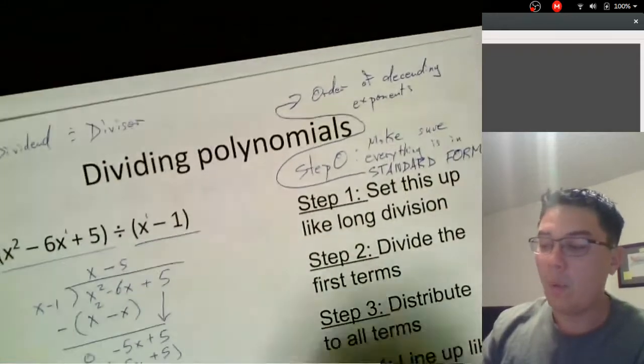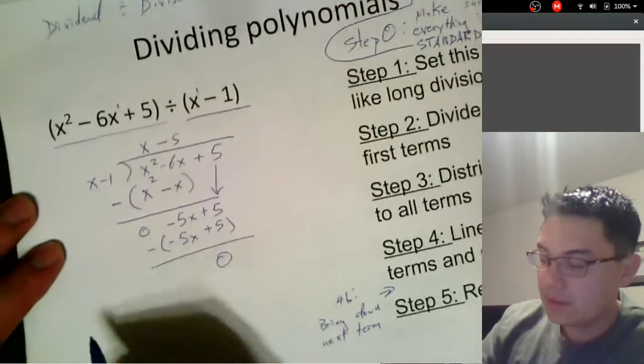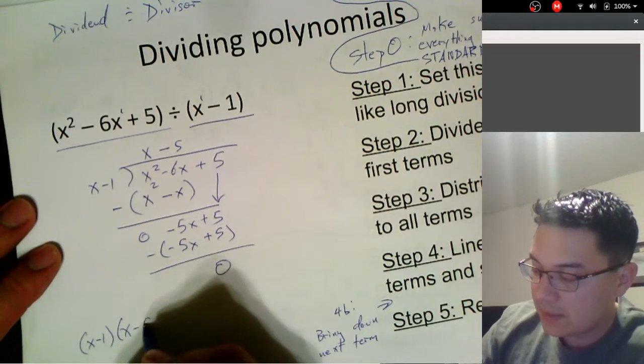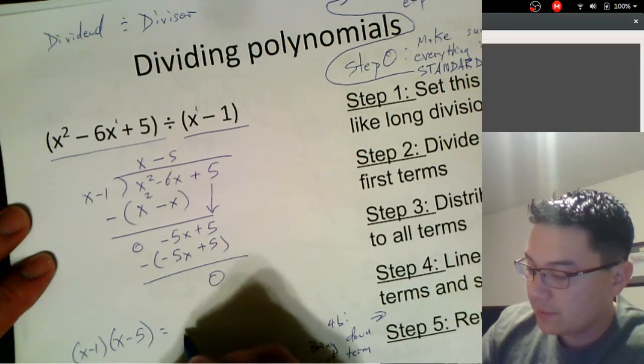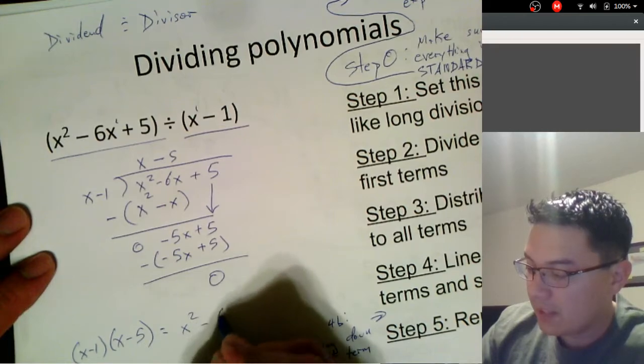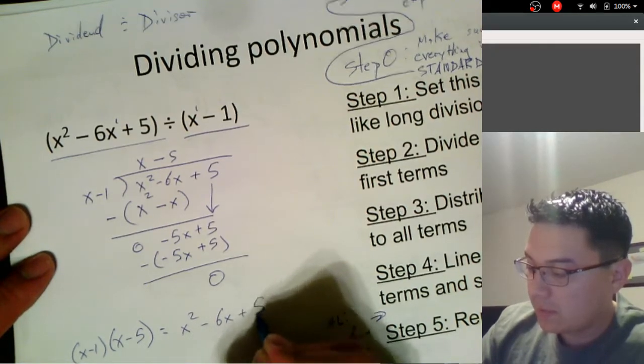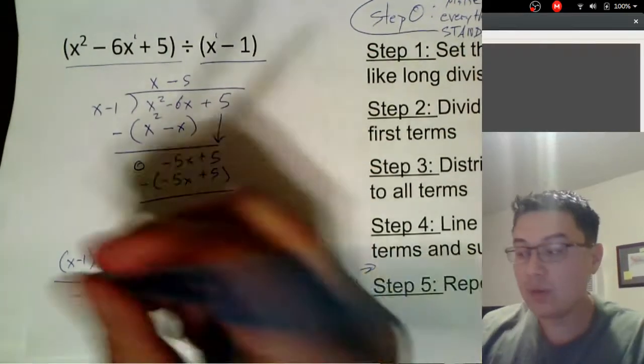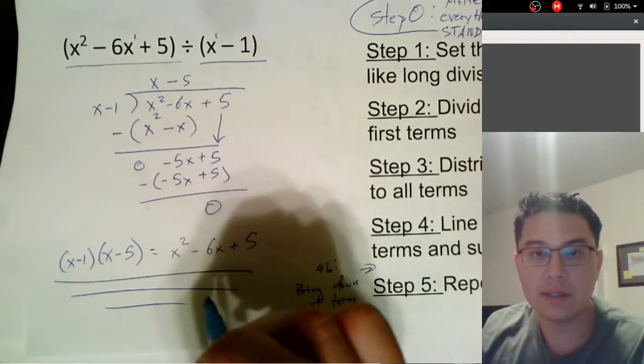These are opposites of each other, so when we subtract them, we will end up with 0. What this means, when you look at this here, is it tells us that x minus 1 times x minus 5 is equal to x squared minus 6x plus 5. You guys can FOIL this out and see that it works.